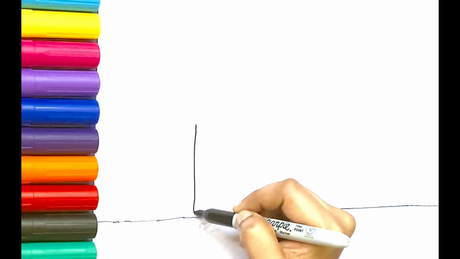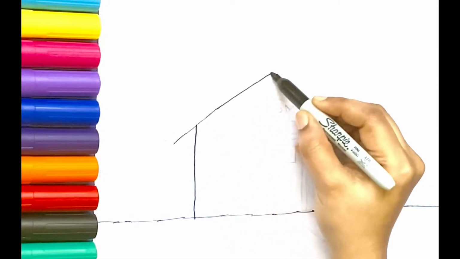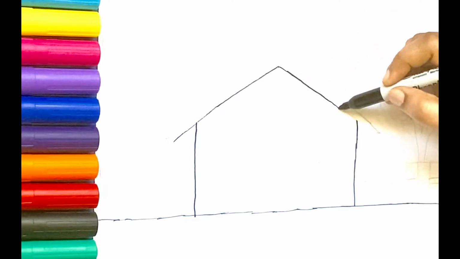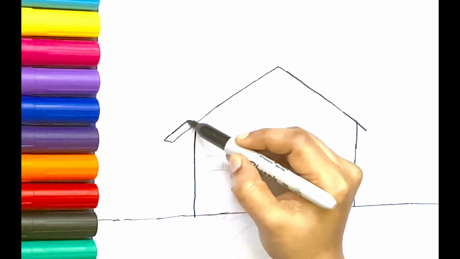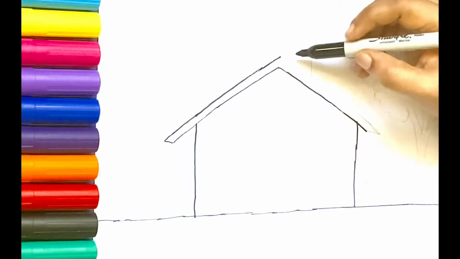Draw a sleeping line for ground level. Now draw two standing lines in the middle. Draw two slanted lines like triangle shape. Draw another set of slanted lines parallel to the first set of slanted lines.